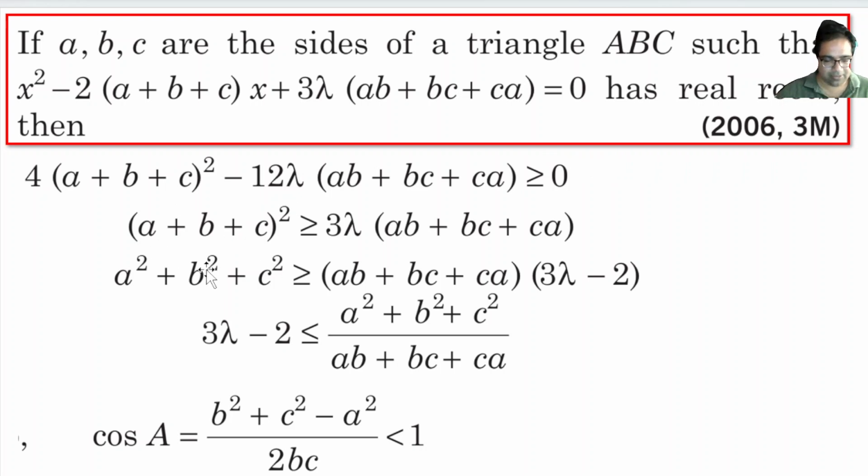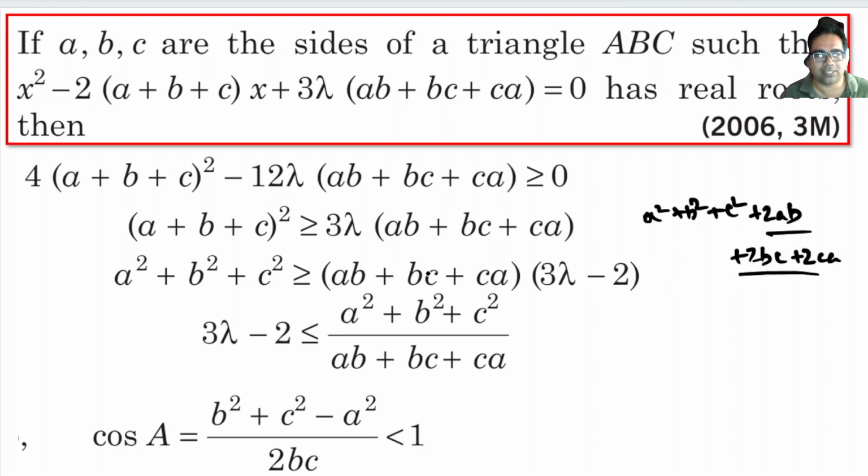Now, what is (a plus b plus c) whole square? We know (a plus b plus c) whole square is a square plus b square plus c square plus 2ab plus 2bc plus 2ca. Now, this 2ab, 2bc, 2ca, if we are sending it to the right side, then we have ab plus bc plus ca here also. What will this become? Then if we send it to the right side, it is ab plus bc plus ca minus 2ab minus 2bc minus 2ca. That means (ab plus bc plus ca) times (3 lambda minus 2). We are just sending these three terms to the right hand side.